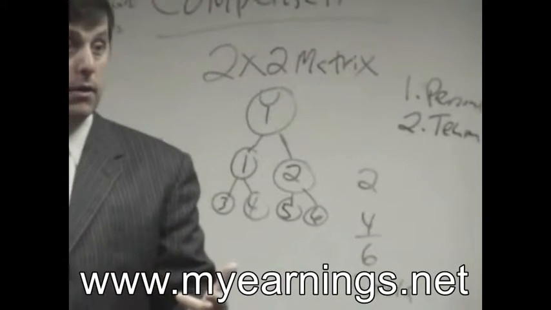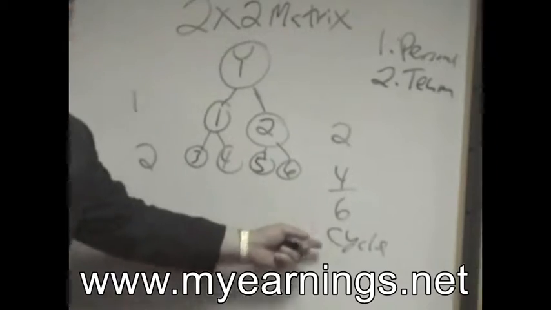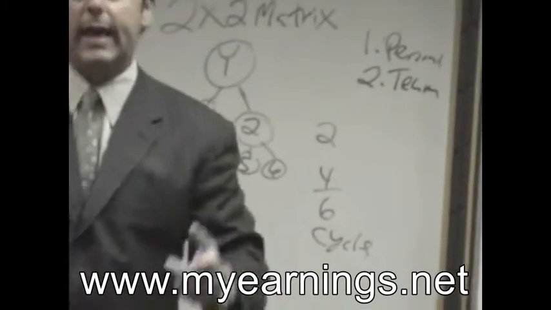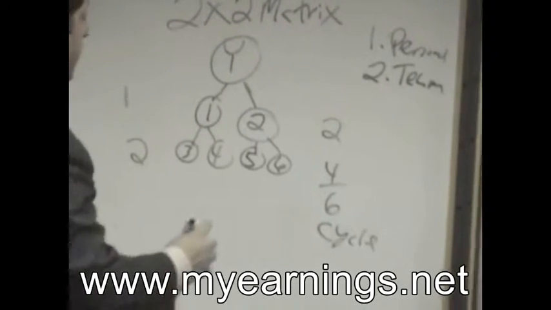Make sense, everybody? Yes. Now you just complete your matrix again. 2 plus 4 is 6. 6 group sales equals a cycle. All right. Making sense to everybody? Yes. All right, let's go on to the next one now.